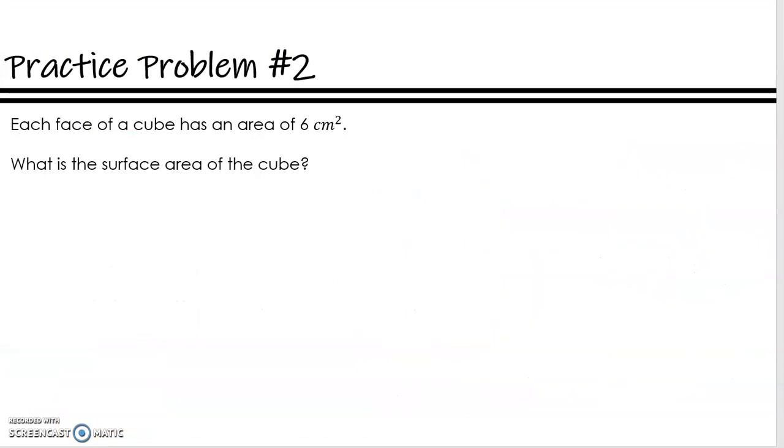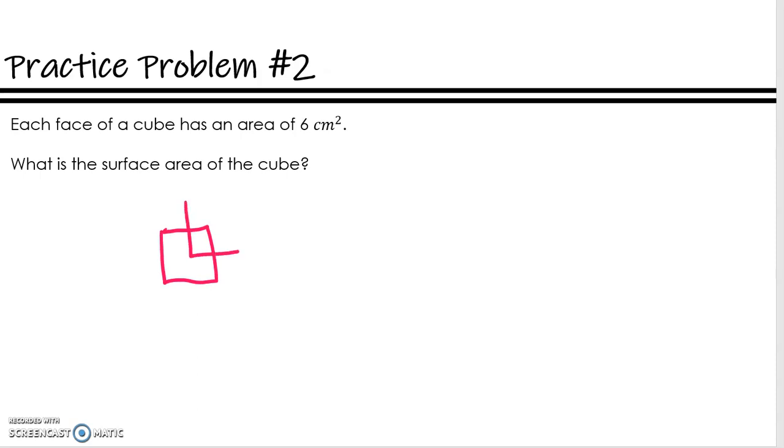Practice problem 2 is about a cube. Each face of a cube has an area of 6 centimeters squared. What is the surface area? Maybe you already know that a cube has 6 sides. If you don't, you could draw yourself one.